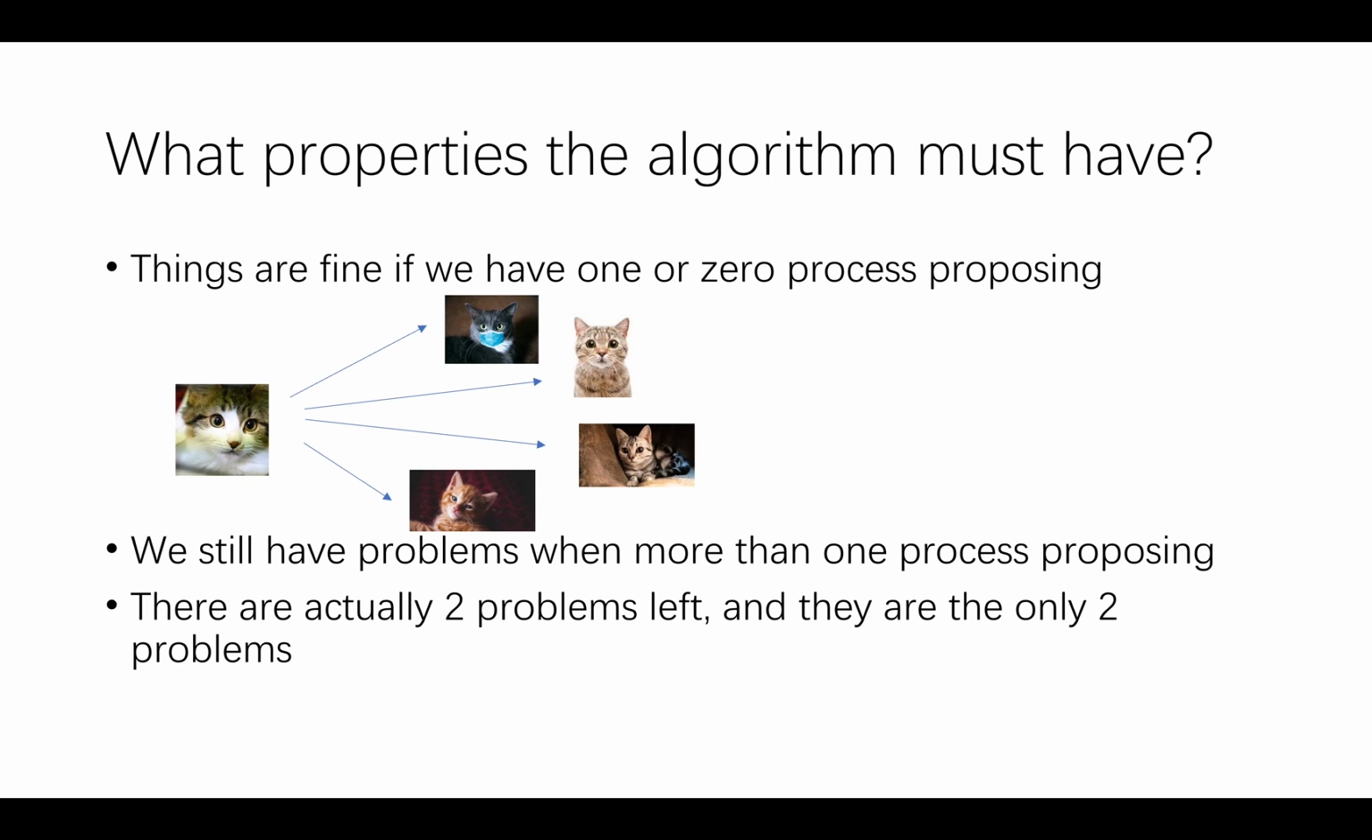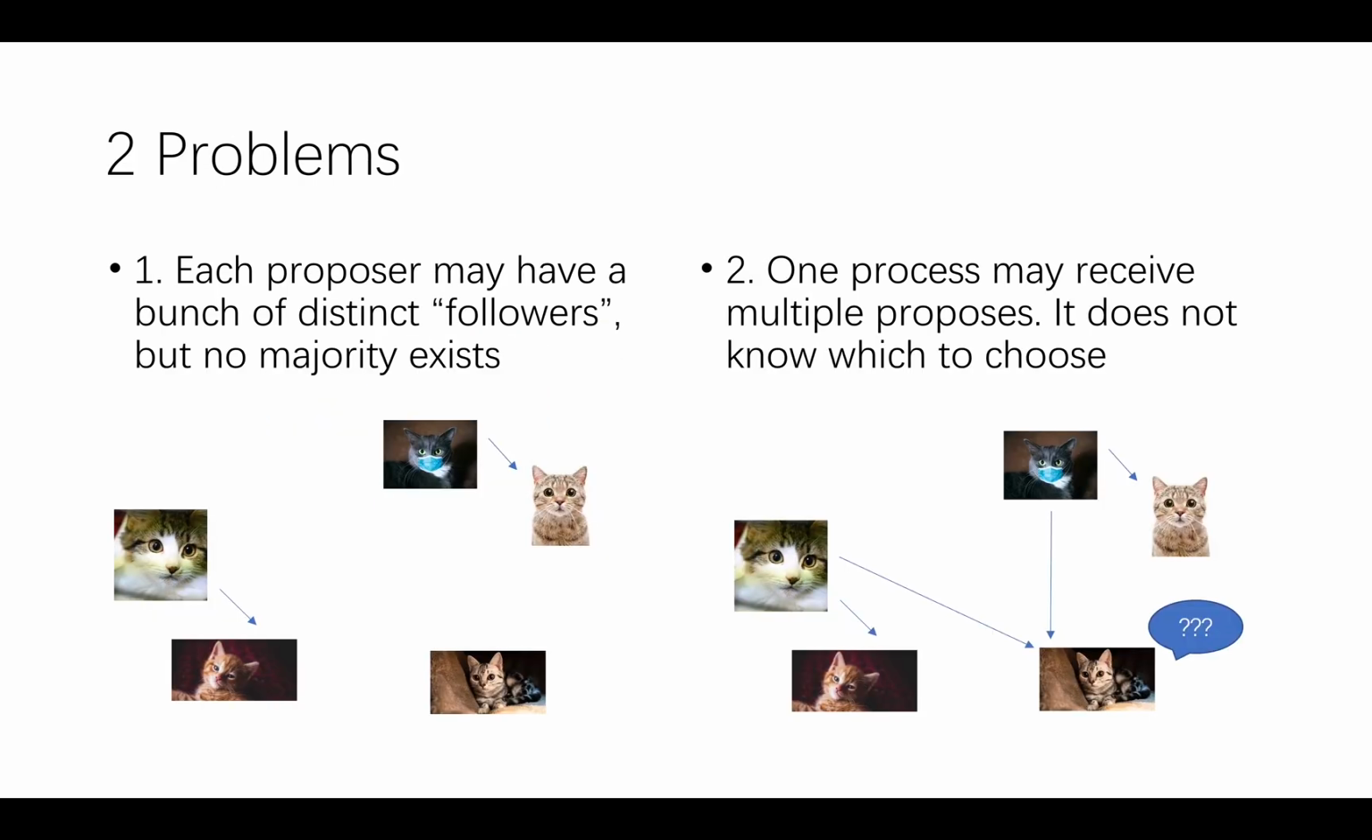The first problem is that each proposer may pass a message to a bunch of distinct followers, which are receivers, but no majority actually exists. It's a bit like partitioning. Like see the picture, this masked cat passed on a message to this cat, and this green cat passed a message to another cat. Now we have 2 cats with one value, the other 2 cats with another value, and the one left cat has a value. So there is no majority.